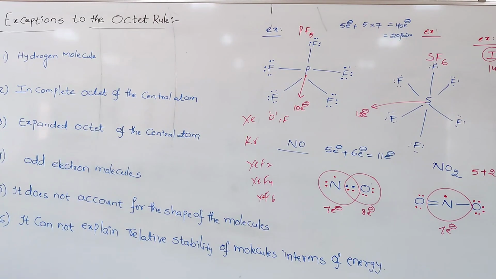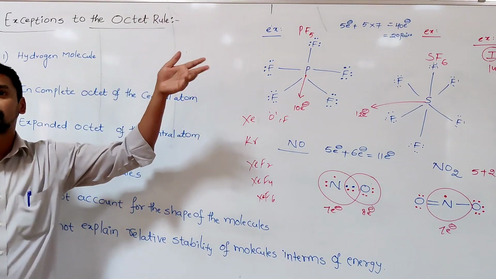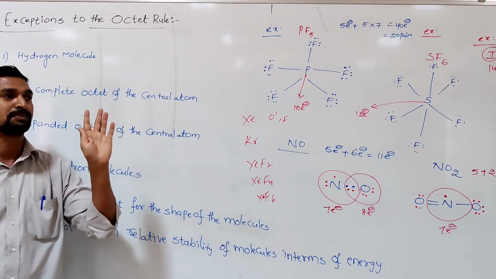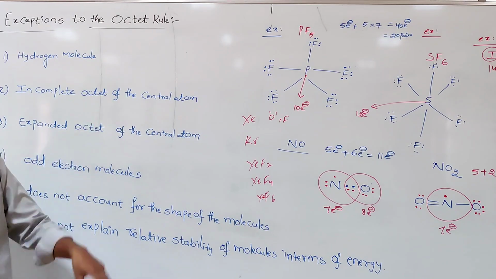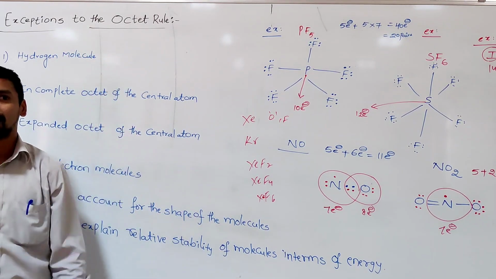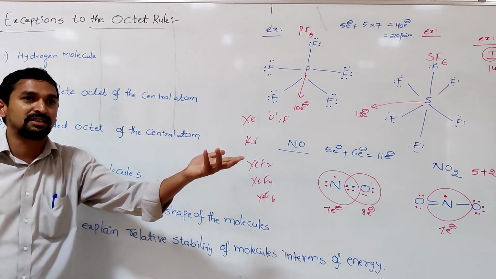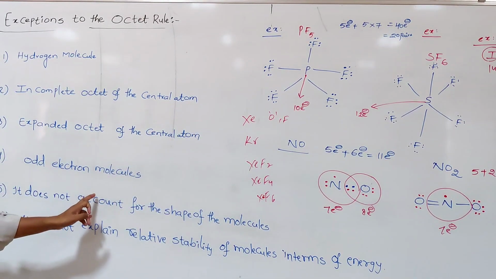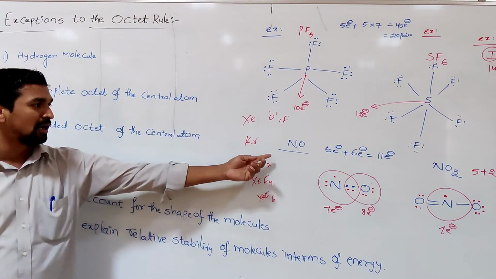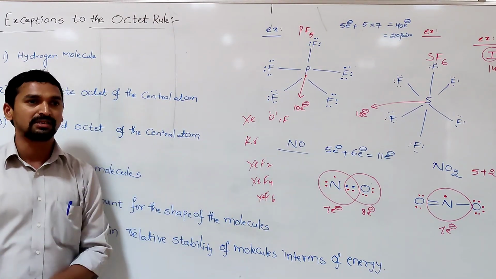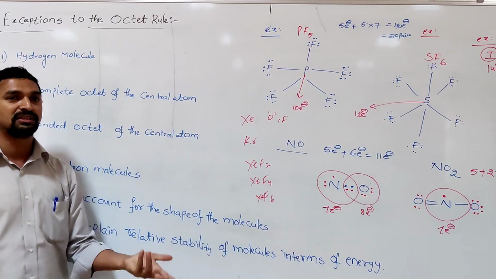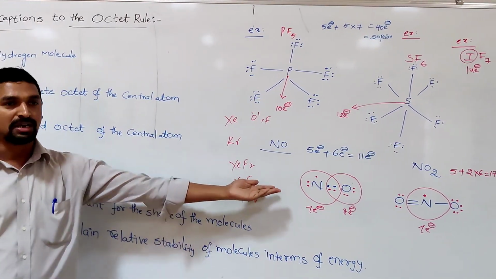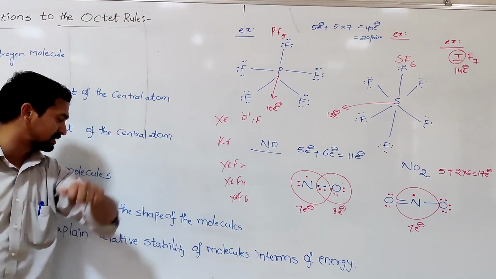Expanded octet of the central atom. In the molecules formed by group 15, group 16 and group 17 elements, more than 8 electrons are present around the central atom. However, those molecules are said to be stable. They are not following the octet rule. Odd electron molecules: in the case of nitric oxide or nitrogen dioxide, around the nitrogen atom, 7 electrons are present. However, those molecules are said to be stable, even though they do not follow the octet rule.